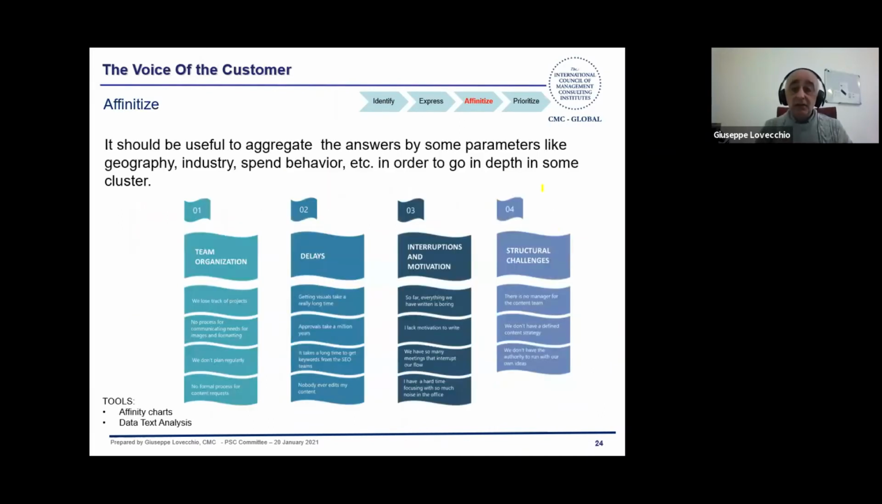The third step, you know, is Affinitize. So you have to cluster. Here you can use tools like affinity charts, for example, and data text analysis. You put things together in groups that could be, for example, issues about team organization. In team organization, you can speak about "we lose track of projects," or "we don't plan regularly," or in structural changes, "there's no manager for the content team," and so on. So we create clusters to have a synthetic view of the responses.